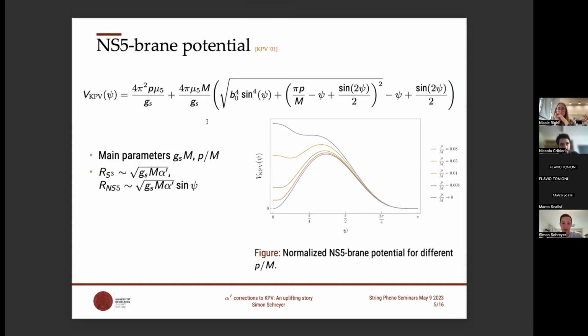So this is the potential following from the leading order action of the NS5 brane. It can be understood in terms of these two main parameters, GSM and P over M. If we just pull out a 1 over GS squared factor from this potential, there are terms coming from the F2 flux living on the NS5, from the C2 and B6 terms, and also from the metric.